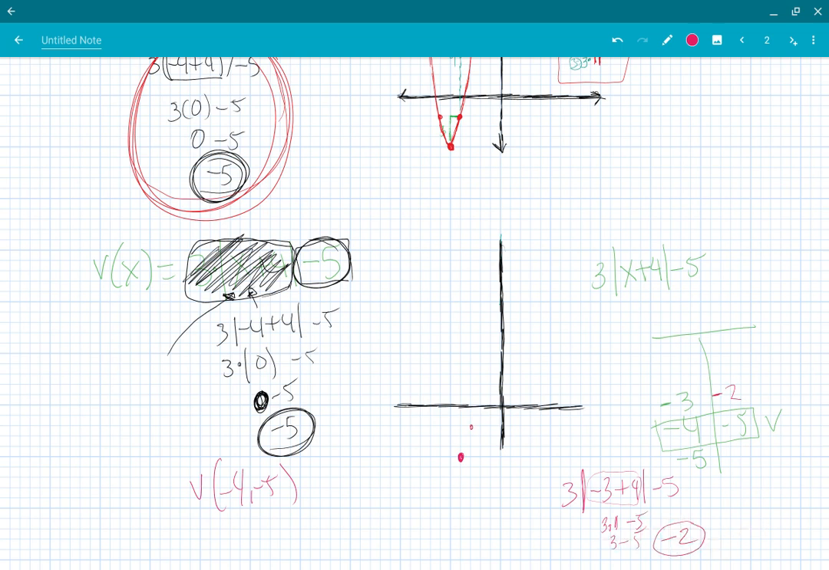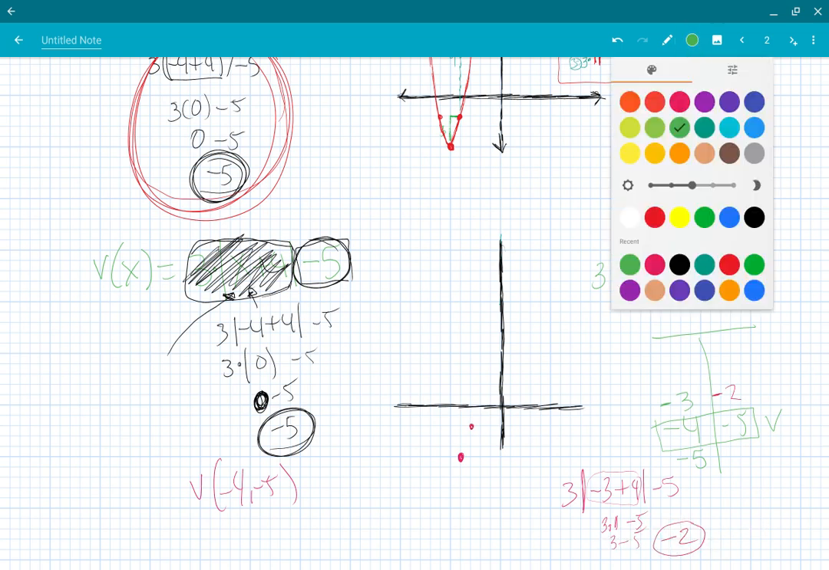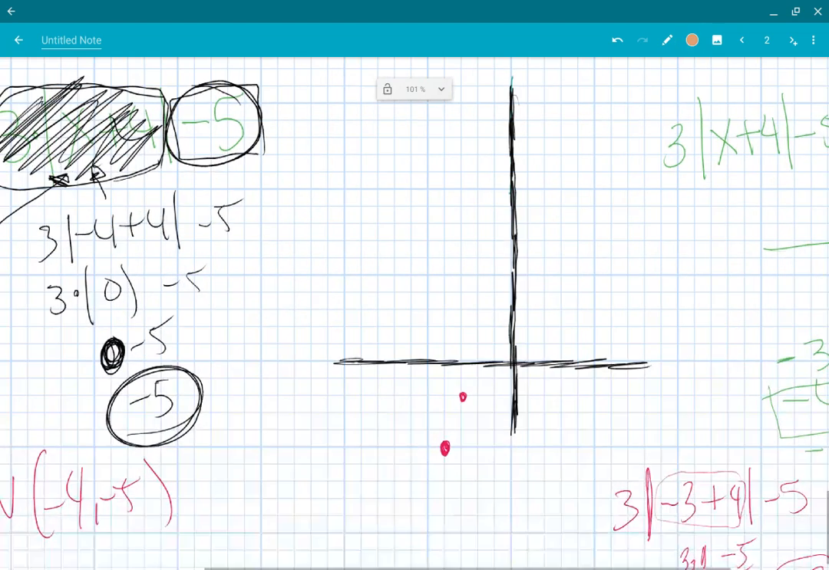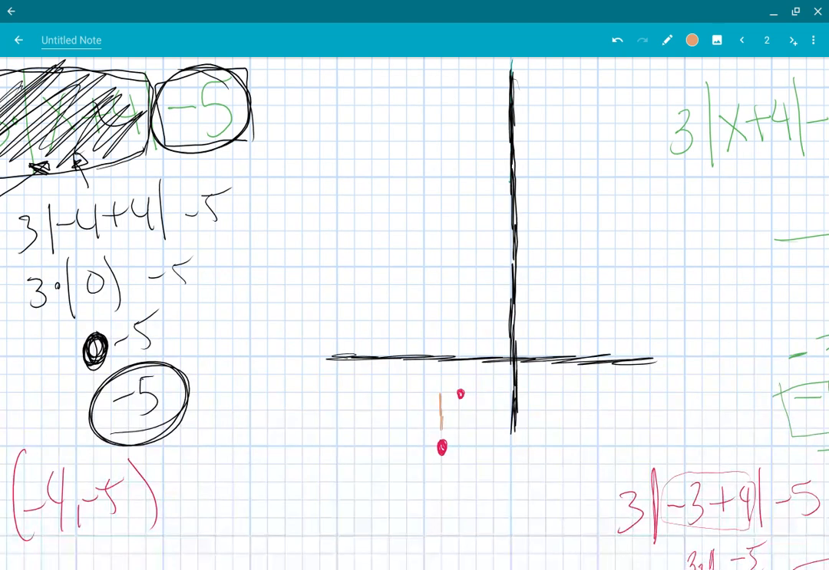How far was the step, the first step? I'm going to use brown for my zoom. It went up 3. So once you know your first step, do you need to do the second? Do you need to do the math for the second step?